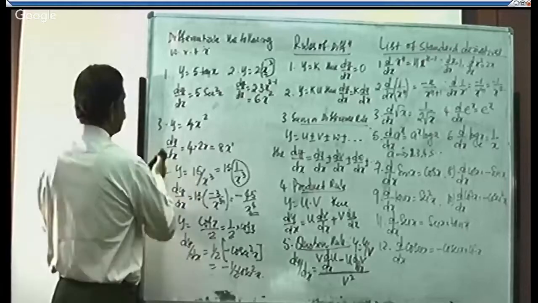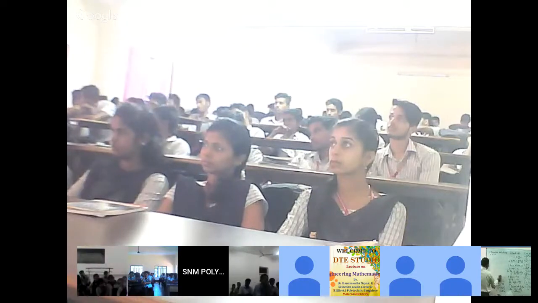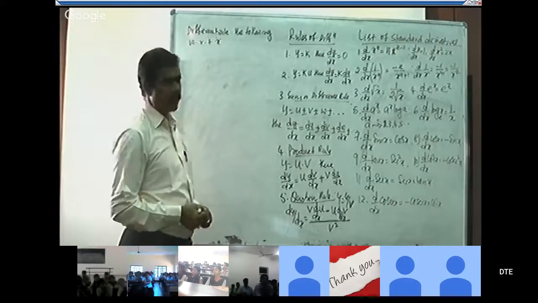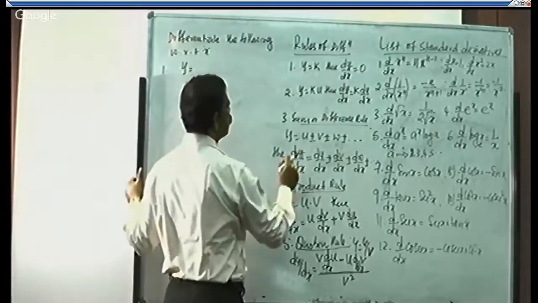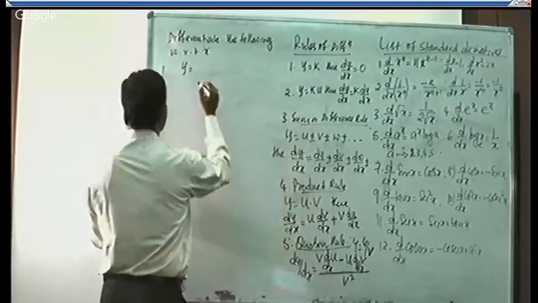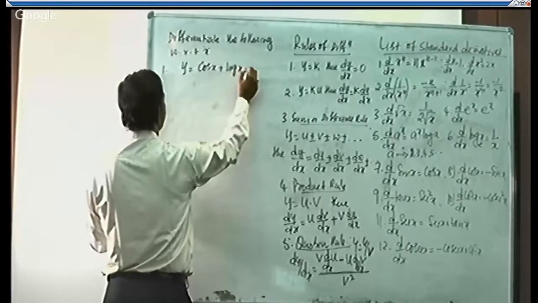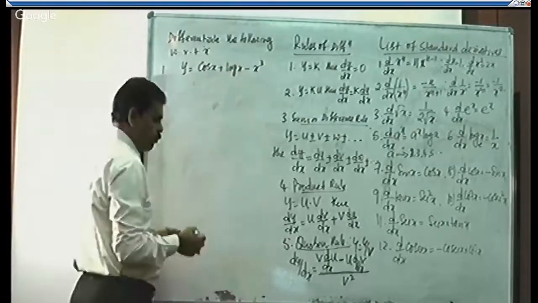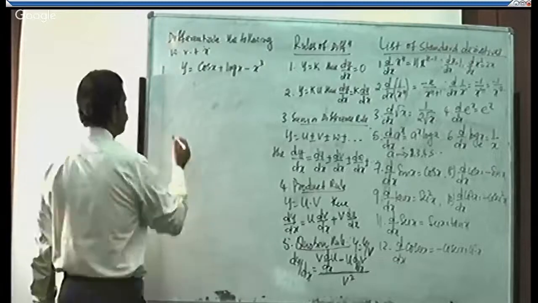Okay. Then we'll go for the third rule. How does the third rule work? The third rule may include the first rule as well as the second rule, right? See, if y is equal to, what does the third rule say? Sum or difference: cos x plus log x minus x cube. You may have any number of terms. I have written 3 for an example.